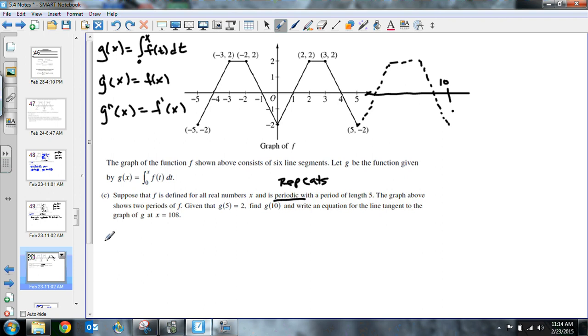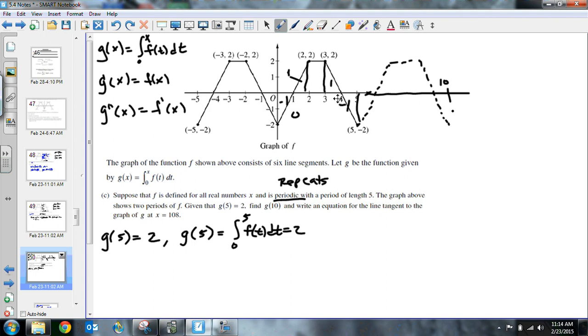Now it tells me that g of 5 is equal to 2. All right, so that means that the area under the curve between 0 and 5 of f of t dt is equal to 2. Now I do agree with that because if I look at the areas between 0 and 5, I see that this area has an area of -1, this area is 1. If I add those together, I get 0. Same thing here. This is 1, this is -1, so I add those together, I get 0. You're only left with 2.